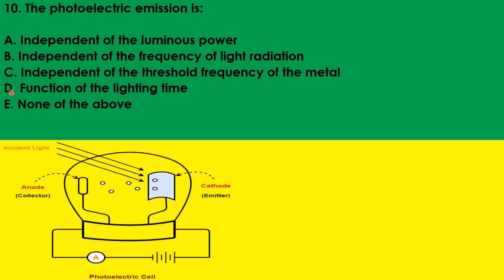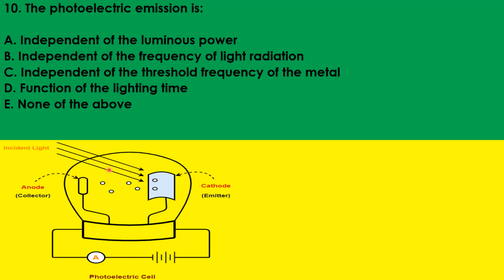So no. C says independent of the threshold frequency of the metal. No. Why? Because if, for instance, we are using red light and photoelectricity does not occur, and then we change this material and bring a different material, it's possible that we have photoelectricity occurring for that different material. Why? Because the energy of the incident photons must be at least equal to a particular threshold value, which is basically the work function of the material, for them to successfully knock off electrons from those electrostatic forces of attraction that keep them bound.